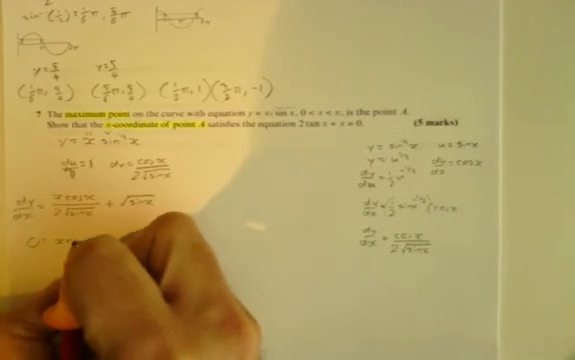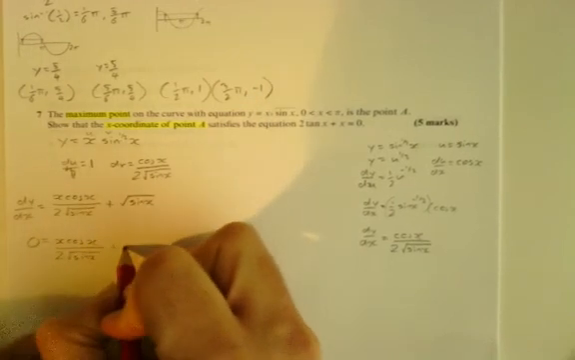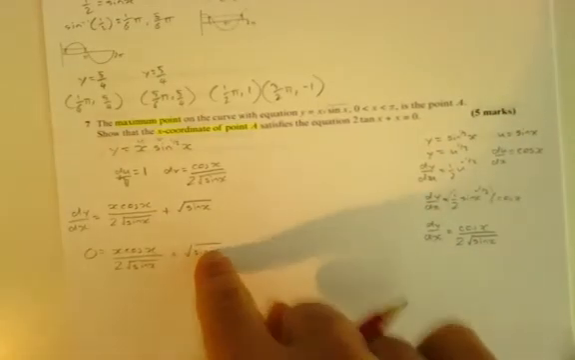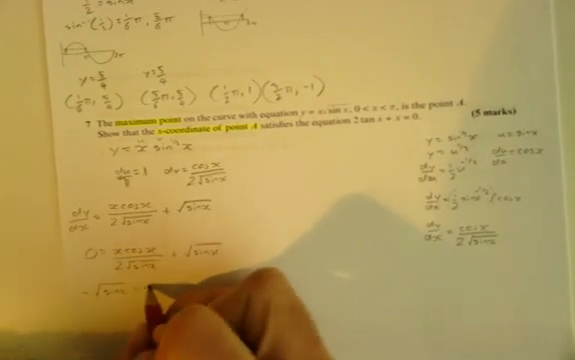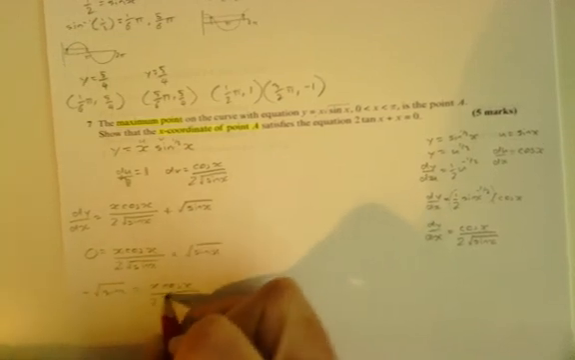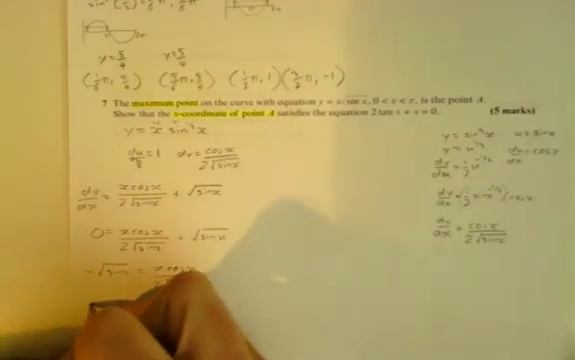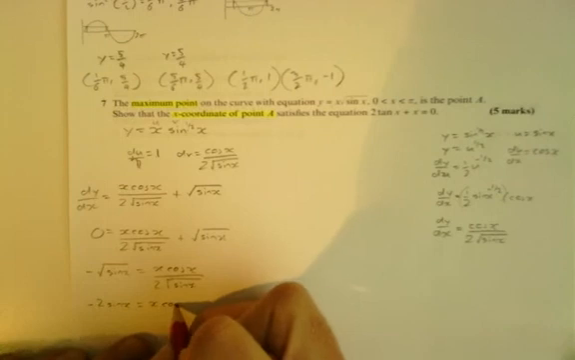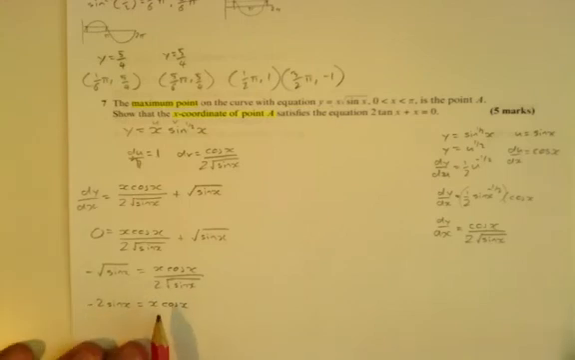Because we know it's a maximum point, I'm going to set this equal to 0. So 0 equals x cos x over 2 root sine x plus root sine x. I'm going to take this over to the other side, so I'm going to get minus root sine x equals x cos x over 2 root sine x. I'm then going to multiply both sides by 2 root sine x, which means I'm going to get minus 2 sine x equals x cos x.